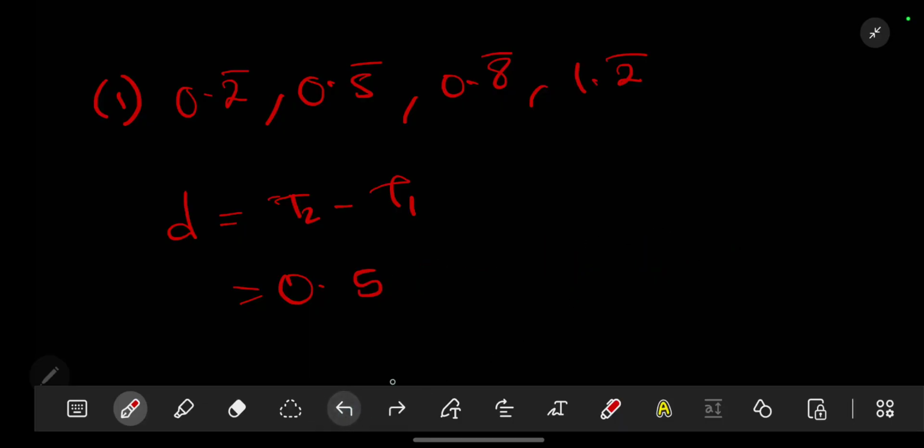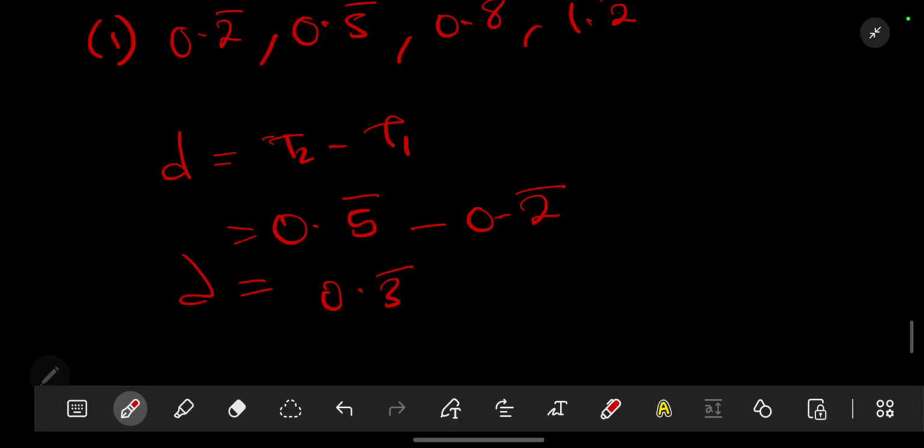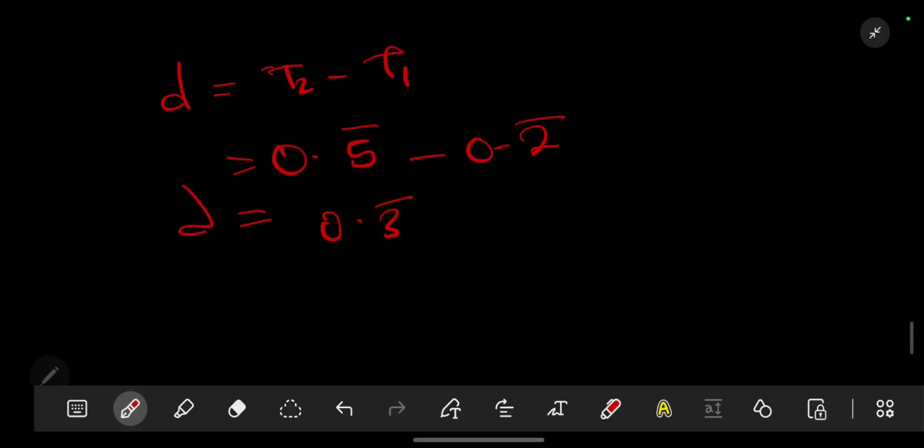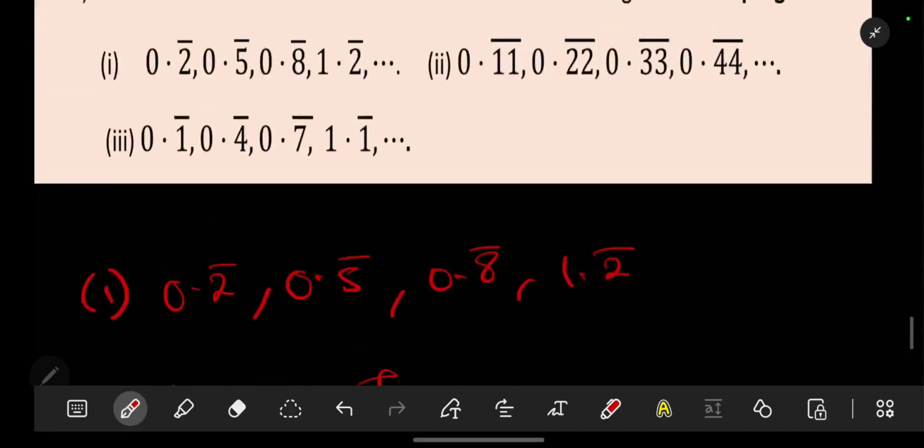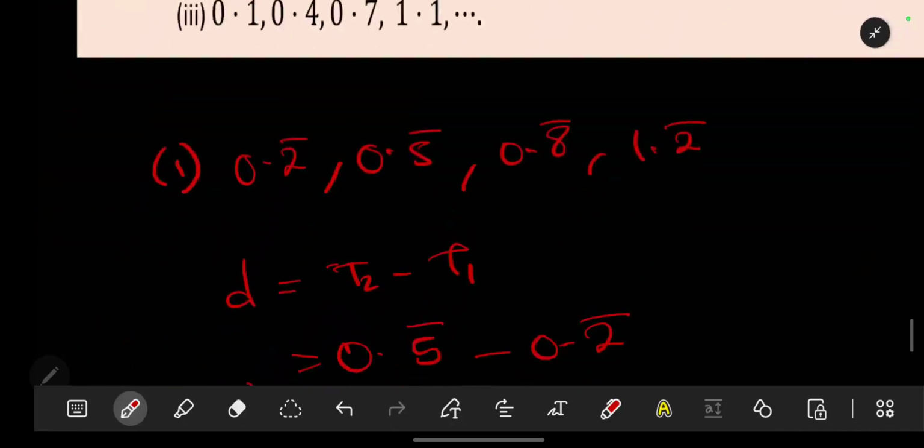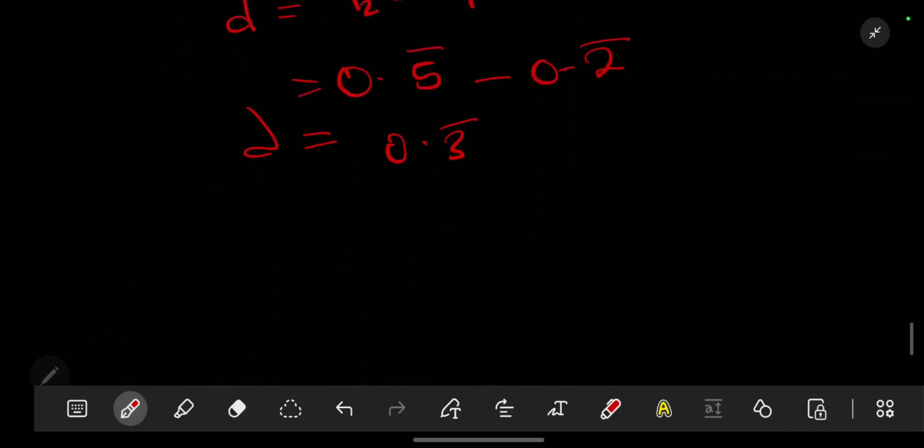So we are going to just subtract 0.5 bar minus 0.2 bar. We know that 0.5 minus 0.2 is 0.3 bar, like that. So this is the difference. We have found the common difference. Now to find the fifth term is where the challenge is.